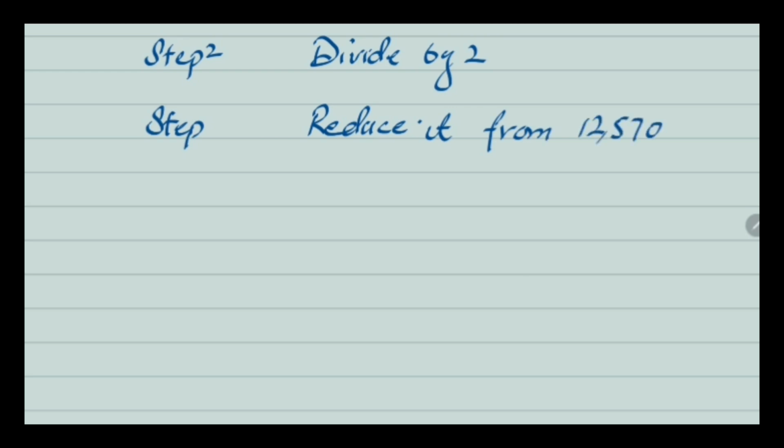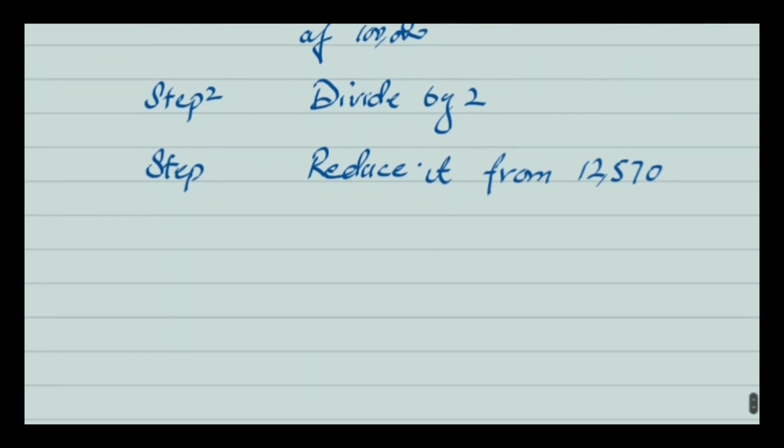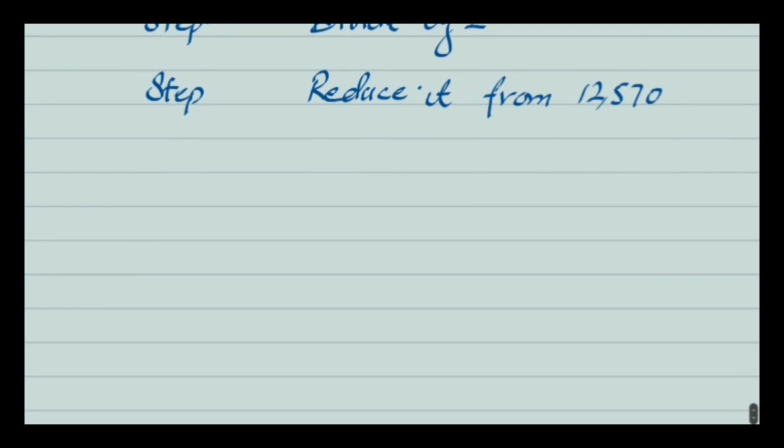So first we need to identify what our adjusted net income is in excess of 1 lakh pounds, then divide that portion by 2, and whatever is the outcome, it reduces the personal allowance. So it would be deducted from 12,570.